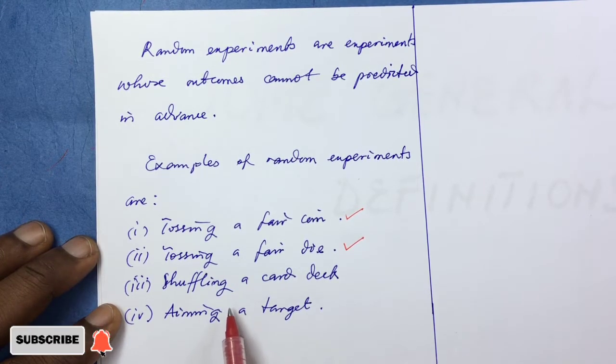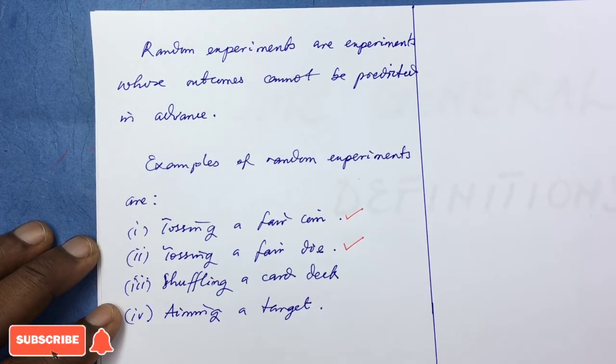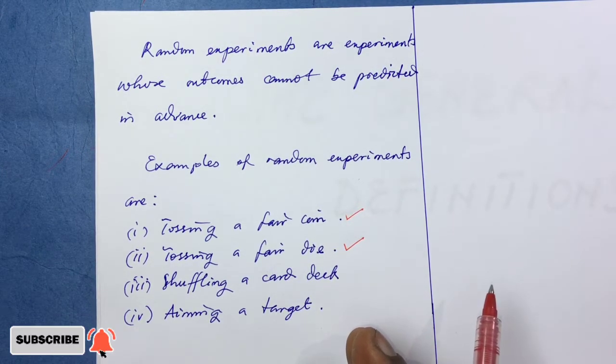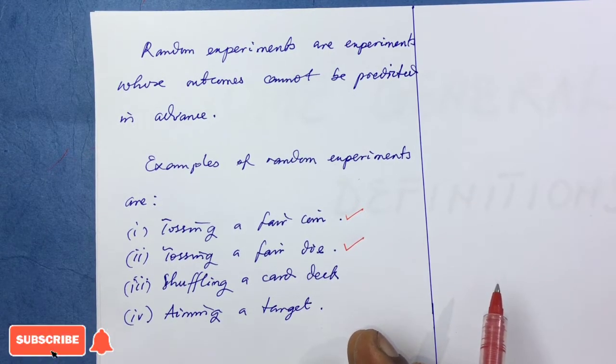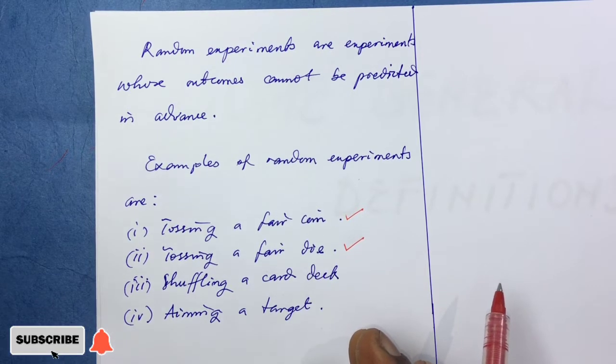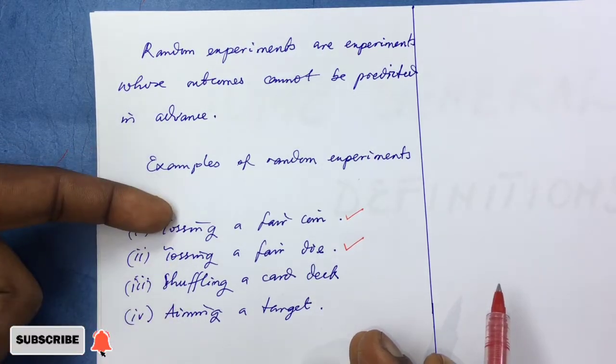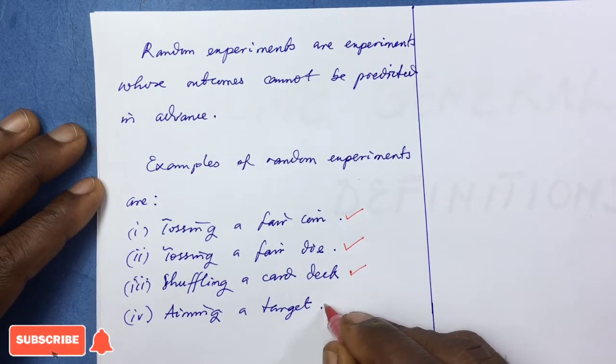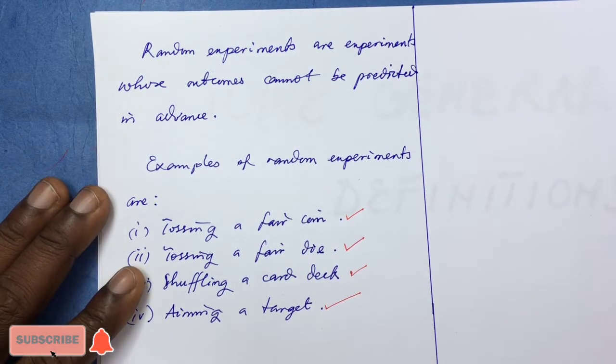The same thing applies to shuffling a card deck. When a card deck is shuffled, you cannot tell what card you'll pick until you pick that card. So it makes it a random experiment. The same thing applies to aiming a target. In football, shots are made at the goalpost, and you cannot tell, before the shot is kicked, whether it will hit the target or miss the target. That is, whether it will be a goal or not be a goal. So these experiments are all random experiments. Tossing a fair coin, shuffling a card deck, tossing a fair die, aiming a target. These are all examples of random experiments.